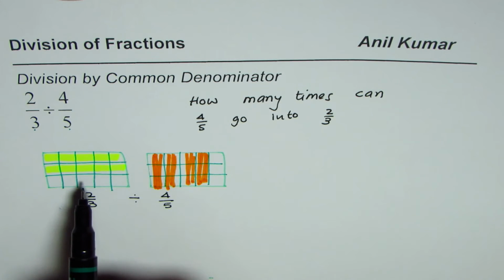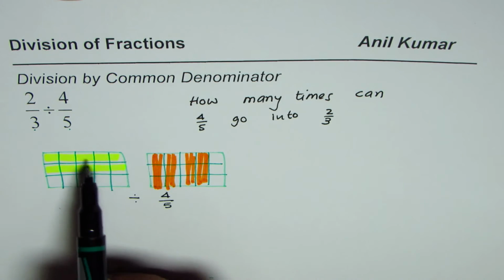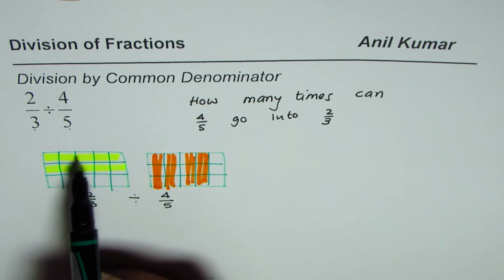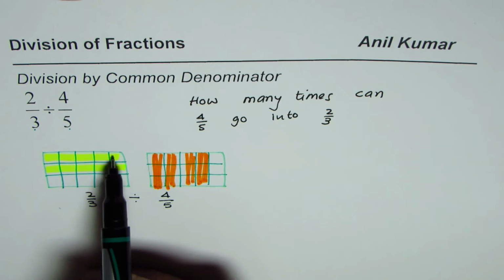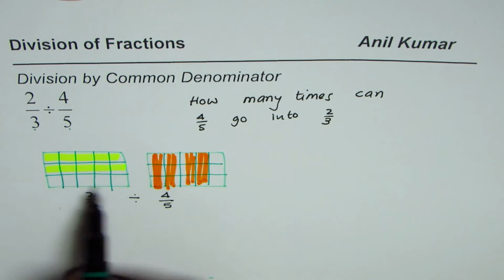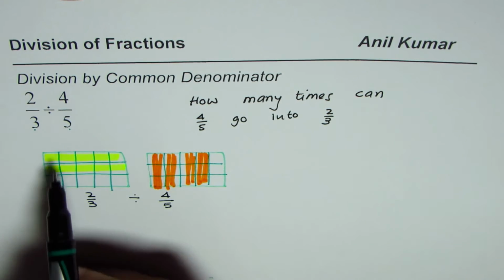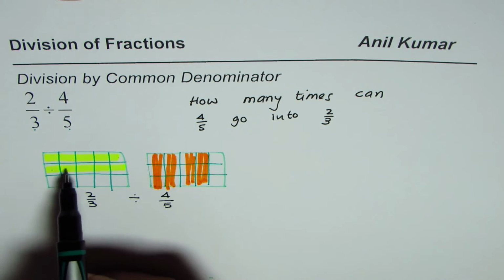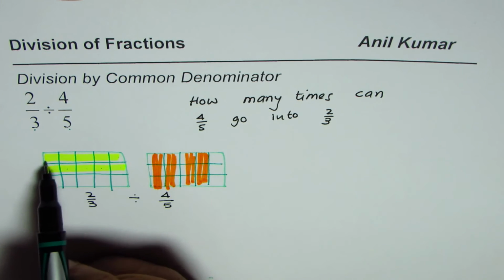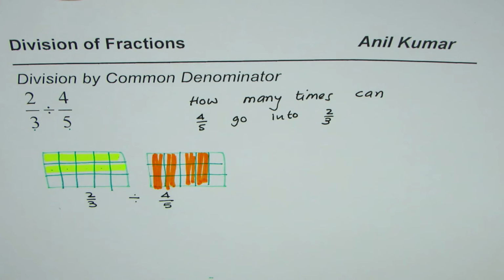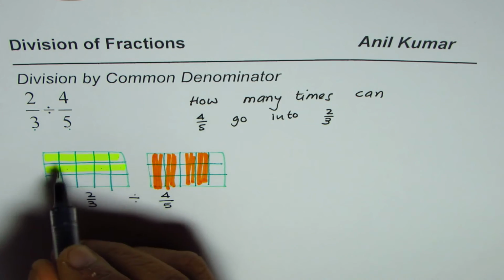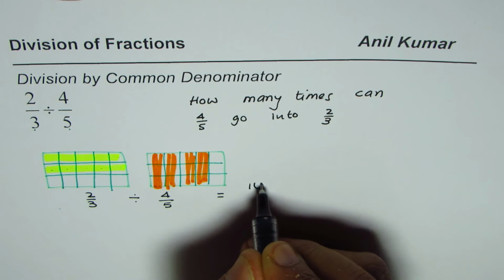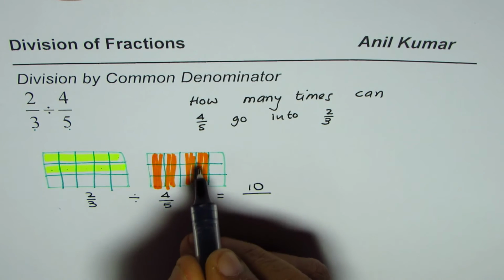Now, since we have the same number of rows and columns, we have total 1, 2, 3, 4, 5, 6, 7, 8, 9, 10, 11, 12, 13, 14, 15, 3 times 5 divisions, right? So here we have small divisions of 1, 2, 3, 4, 5, 6, 7, 8, 9, 10. These divisions, 10, will form the numerator for us. So that becomes the numerator.